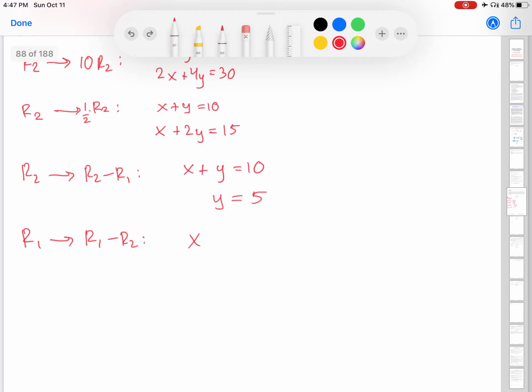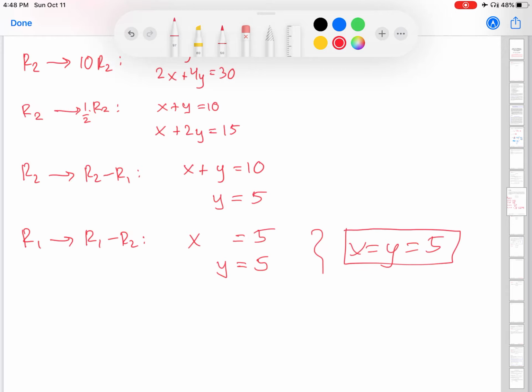Great. So y minus y gives me 0y, so I'm not going to write that here. And then I have 10 minus 5, so that gives me 5. So I get x equals 5 for the first row. I did not change the second row in this step, so I get y equals 5. And clearly this tells me that x and y are both 5. And that is the solution to this system.